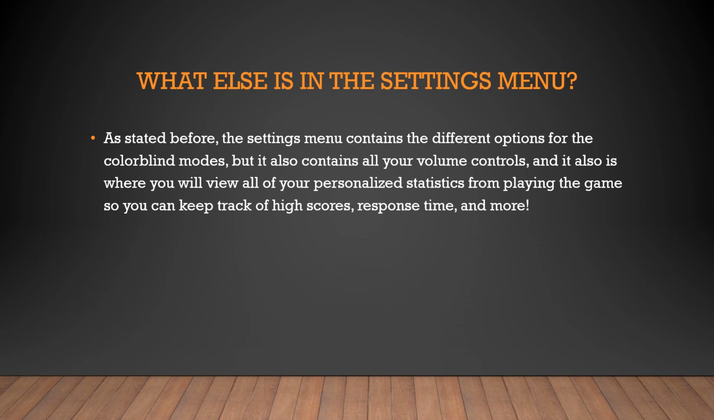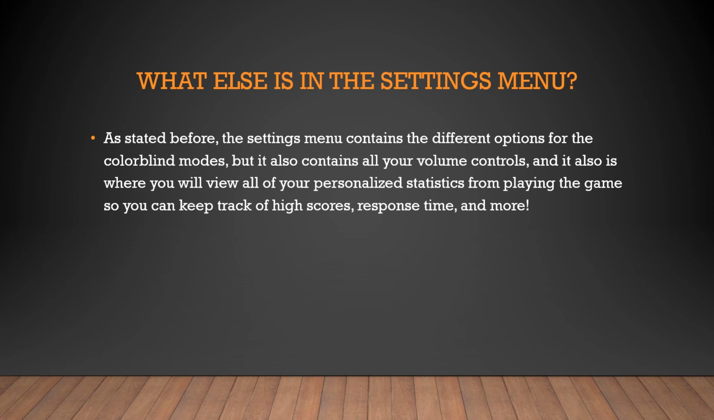Alright, so talking about the settings menu, in addition to having those different colorblind options, this is also where you're going to have all of your volume controls. So you'll have the special effects volume for things like pressing the buttons, those sounds. You'll have your music volume and just like a master volume overall, you can control all those.